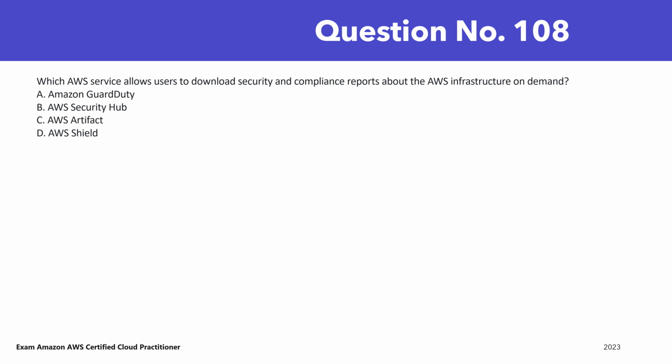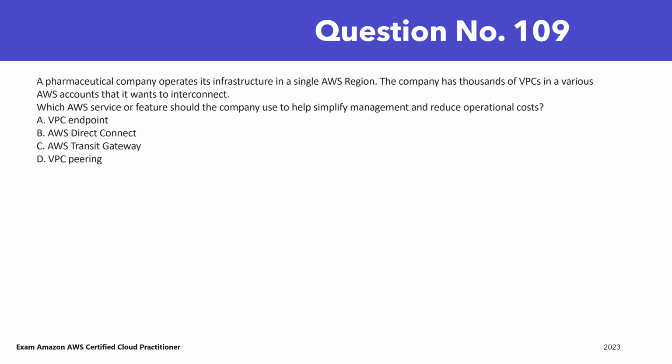Which AWS service allows users to download security and compliance reports about the AWS infrastructure on demand? A. Amazon GuardDuty. B. AWS Security Hub. C. AWS Artifact. D. AWS Shield. Correct answer, C.